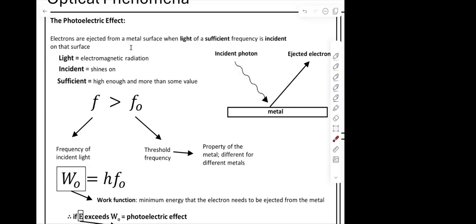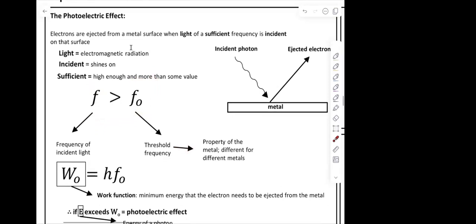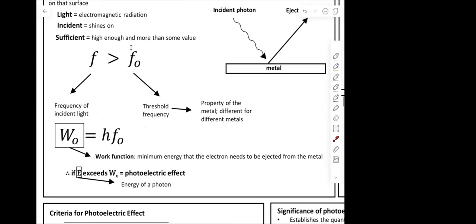Okay, so very important here that f must be greater than f0. What does that mean? It means the frequency of that incident light, the frequency of whatever light it is, must be greater than the threshold frequency. What is our threshold frequency? The threshold frequency is the property of a metal or a group of metals, which is basically the minimum frequency of light required for me to liberate an electron, or for me to eject an electron, right?